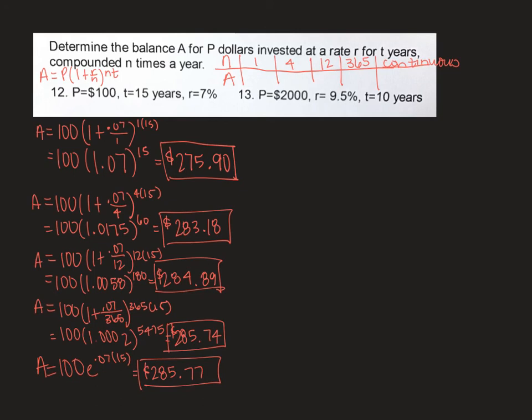So we're going to do the same thing in 13. I would encourage you to go ahead and try this on your own. You're doing the same thing, you just have new p-values, a new rate, and a new time, but you're still going to do the same n values and then the same continuous value at the end. So I'm going to go ahead and work out number 13.